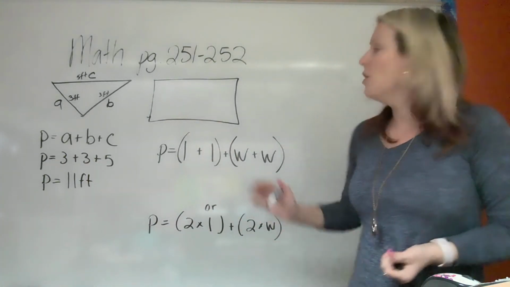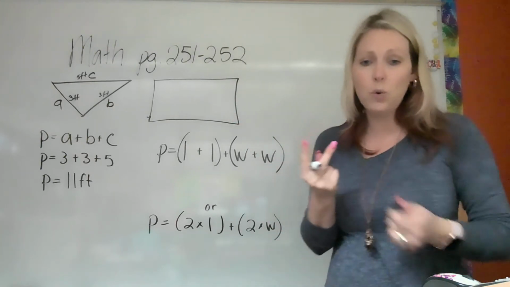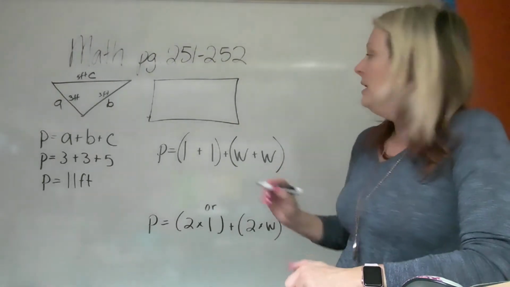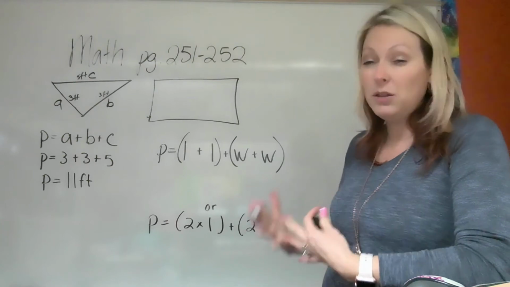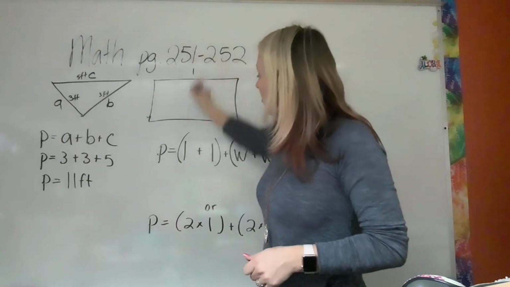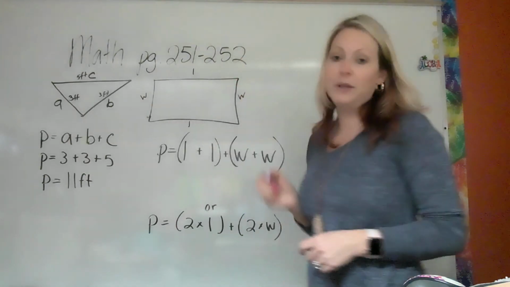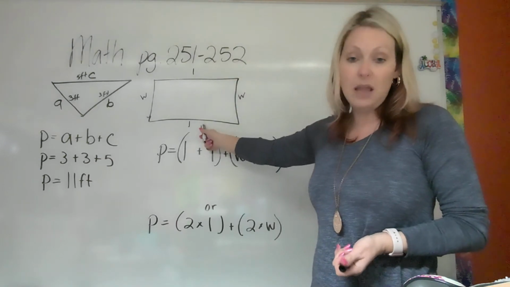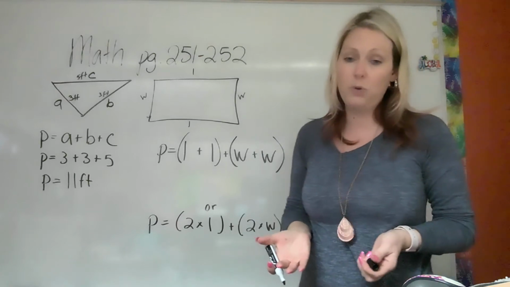Same thing goes for a rectangle. Now, a rectangle has two different equations that you can use. So I want you to pay attention. Now, you know that a rectangle has 4 sides. So we have something a little bit different. We also know that we have length, and we have width and width. We know that this length and this length are exactly the same for a rectangle, and this width and this width are also the same for a rectangle.